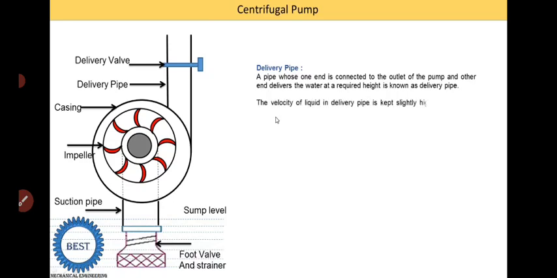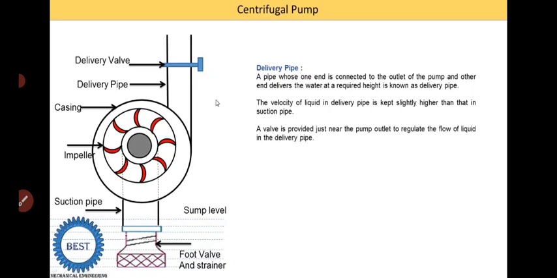The velocity of the liquid in the delivery pipe is kept slightly higher than that in the suction pipe. Means the velocity in this delivery pipe is higher than the velocity in this suction pipe. The valve is provided just near the pump outlet to regulate the flow of liquid in the delivery pipe. Means this delivery valve is used to regulate the quantity of water supplied from the pump. So here the construction is completed.